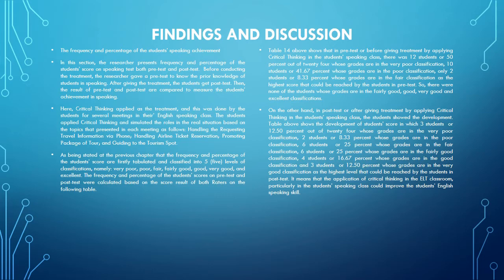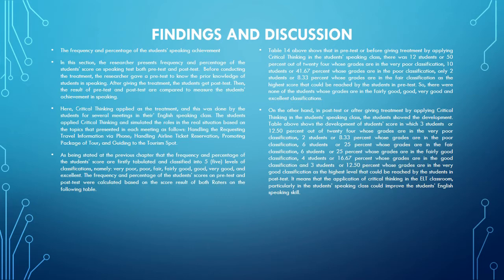As stated in the previous chapter, the frequency and percentage of the student scores are firstly tabulated and classified into seven levels of classification, namely very poor, poor, fair, fairly good, good, very good, and excellent. The frequency and the percentage of the student scores in the pre-test and post-test were calculated based on the score results of both raters and the following table.